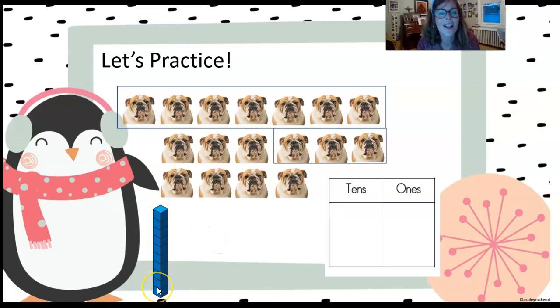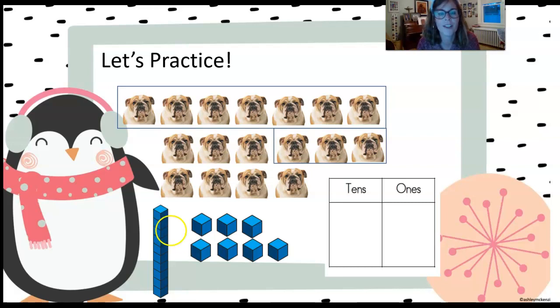Oh, there's our rod. That stands for the 1 group of 10 bulldogs, because there are 10 blocks here in our rod, and 7 units for the other bulldogs that did not make a full 10. Let's see how that looks on our tens and ones chart. 1 ten and 7 ones, or 17.